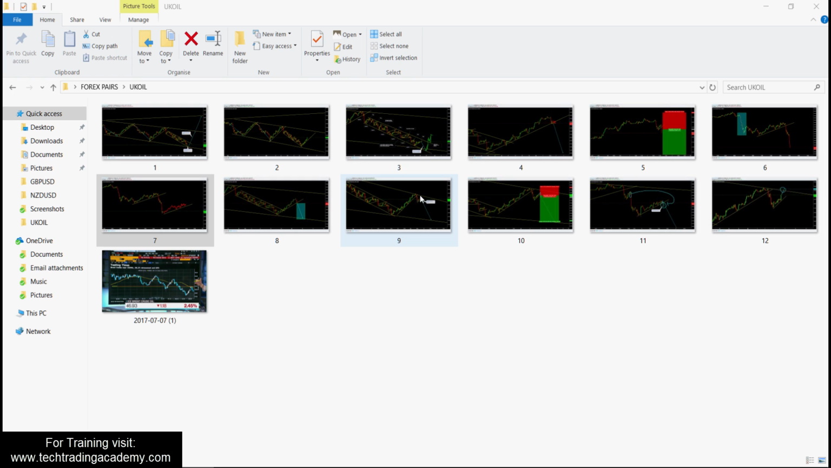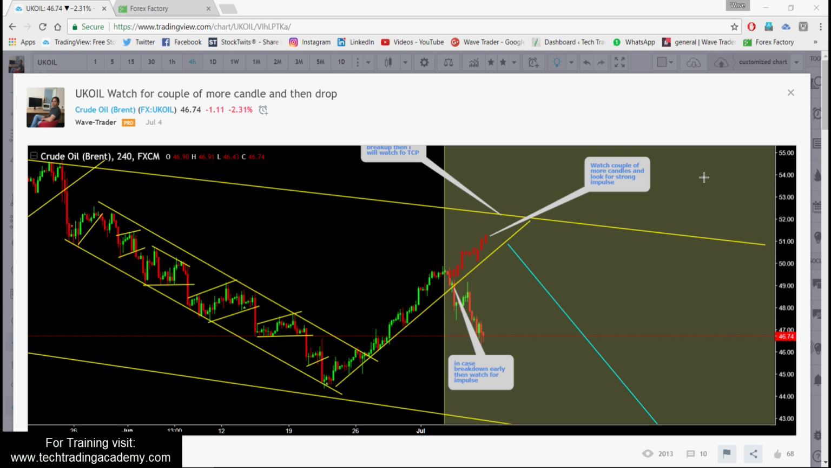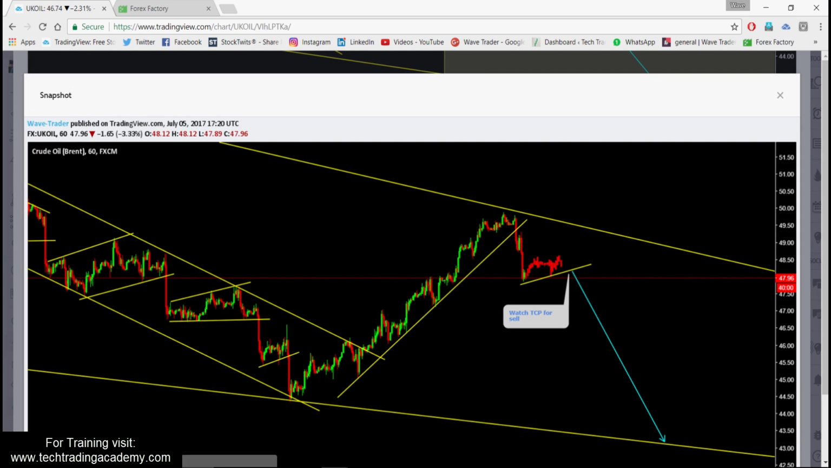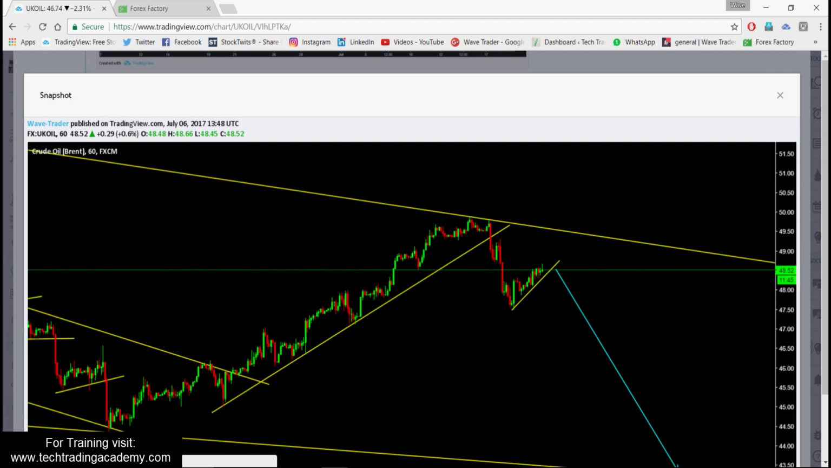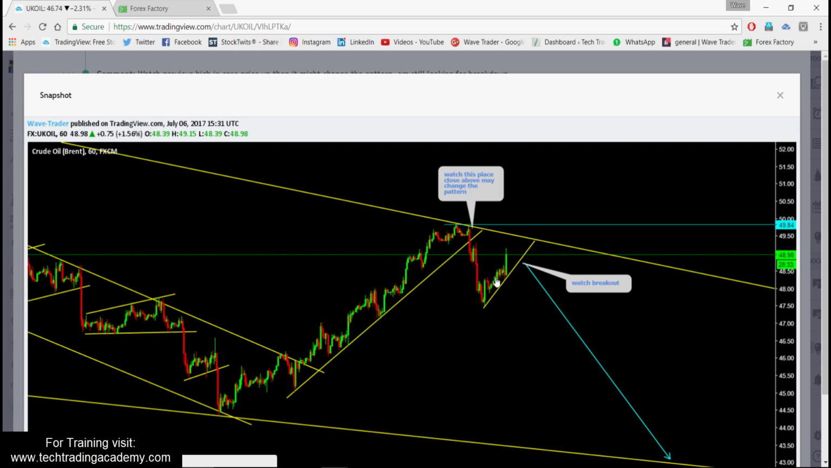What we saw after that was the continuation formation which we were anticipating. Once we saw that impulse, we were anticipating a bigger continuation formation. We got the bigger continuation over there, and then the breakout of that continuation formation. Let me look at the next one. Okay, here is the next one.